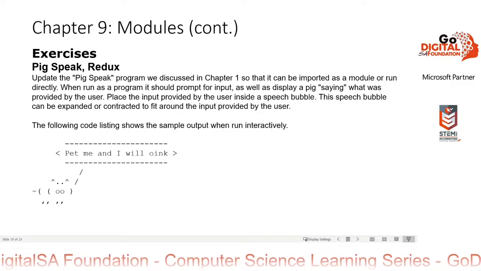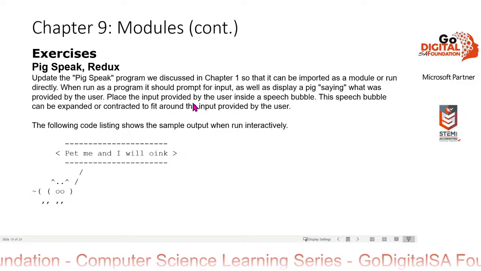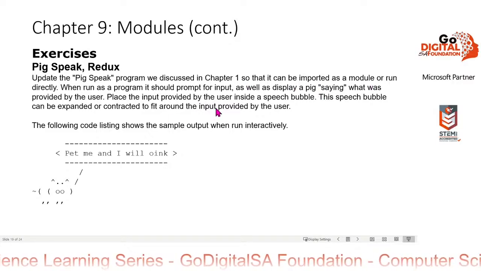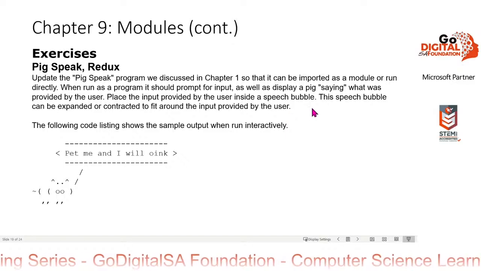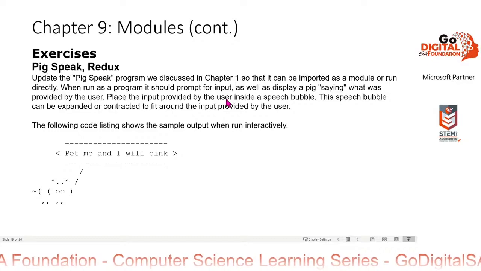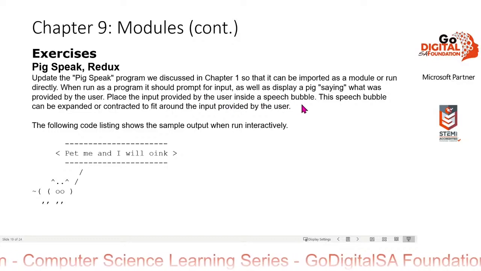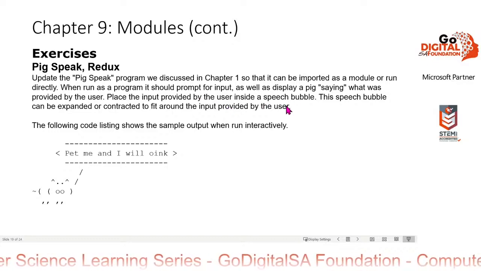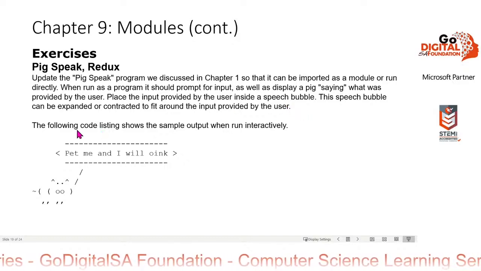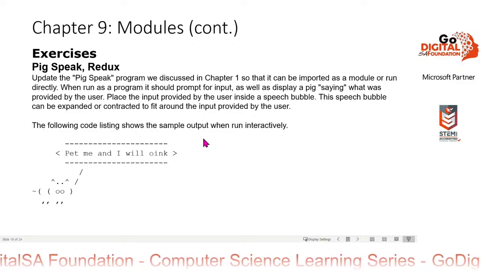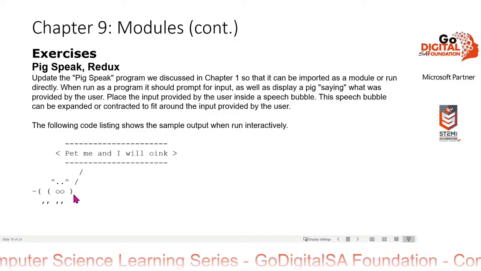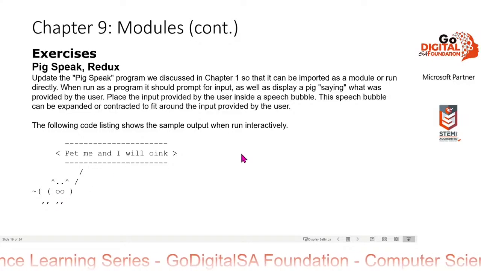Okay, exercises, PigSpeak, Redux. Update the PigSpeak program we discussed in Chapter 1 so that it can be imported as a module or run directly. When run as a program, it should prompt for input as well as display a pig saying what was provided by the user. Place the input provided by the user inside a speech bubble. The speech bubble can be expanded or contracted to fit around the text, the input provided by the user. The following code listing shows the sample output when run interactively. Okay, so here we've got a pig, and it says pet me and I will oink.